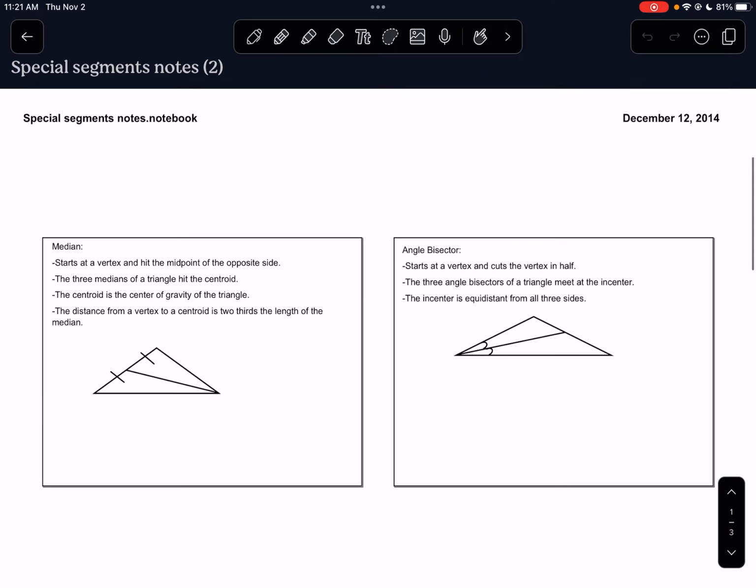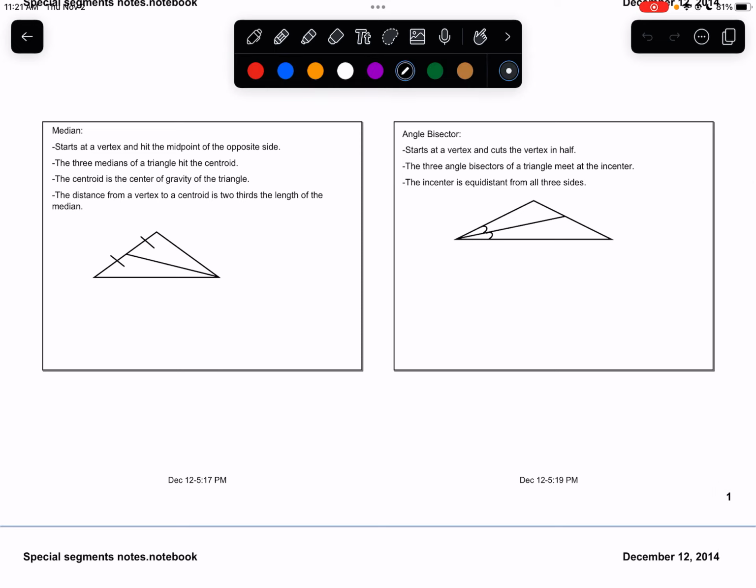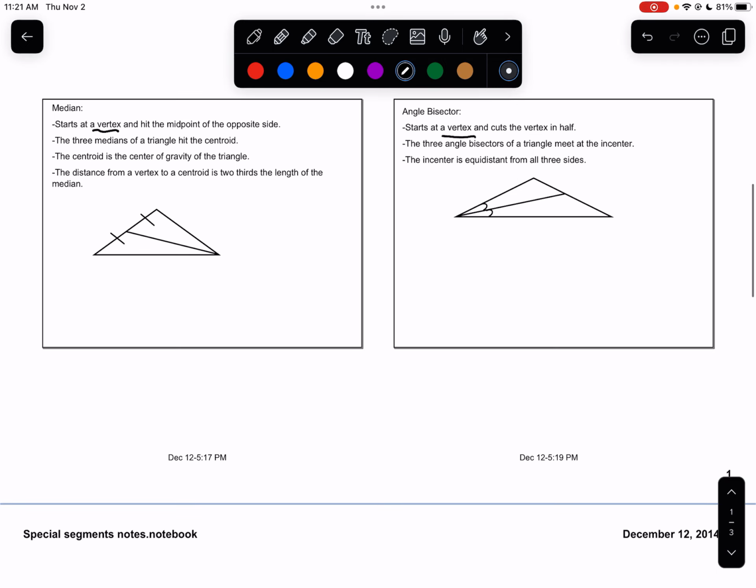They all do special things, but they have things that make them unique and things that they have in common. For instance, a median connects a vertex to the midpoint of the opposite side. An angle bisector starts at a vertex and cuts the vertex in half. A perpendicular bisector doesn't mention the word vertex. Altitude starts at a vertex and is perpendicular to the opposite side. All 3 of those start at a vertex.